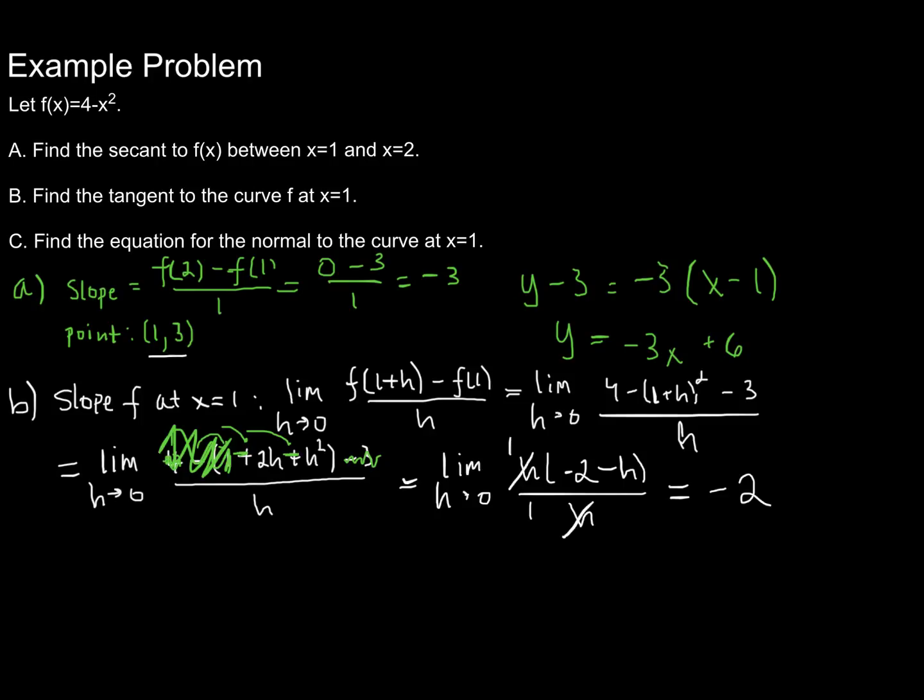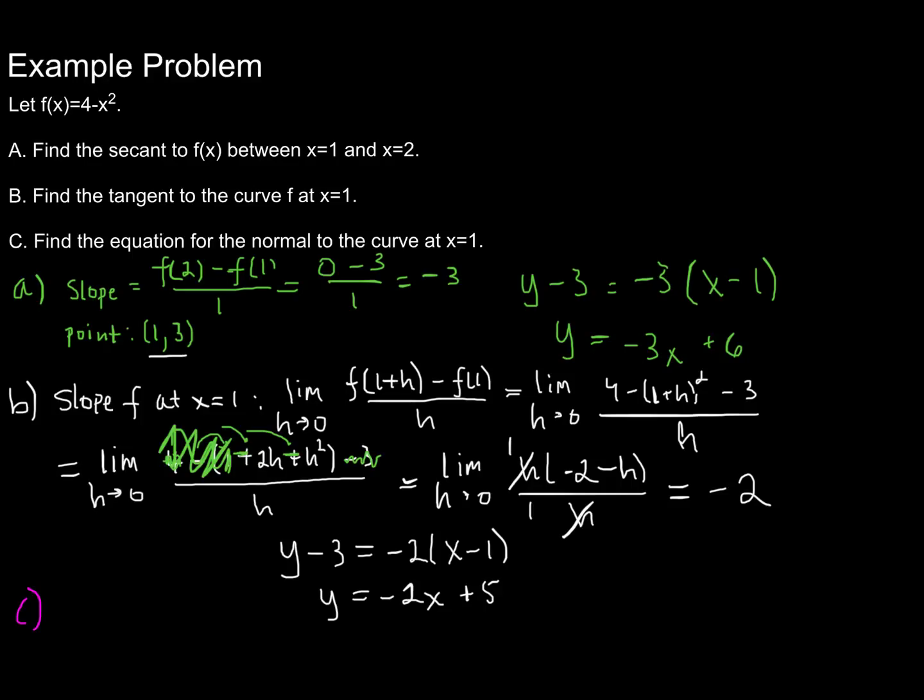Again, it goes through the point 1, 3. So I have my equation as y minus 3 equals negative 2 times x minus 1. And I, of course, can write this as y equals negative 2x. Negative 2 times negative 1 is positive 2, plus 3, is 5. And this makes finding the normal line very, very simple.